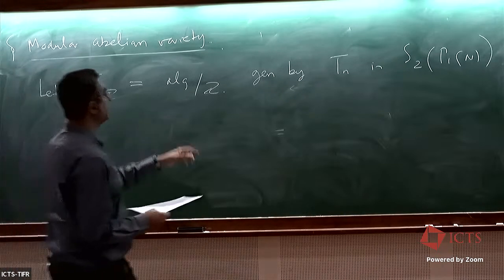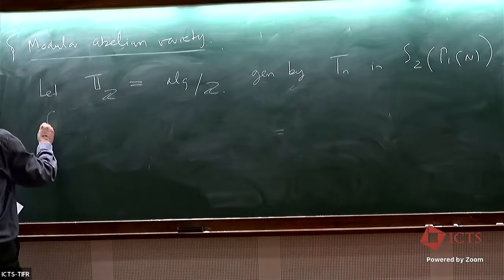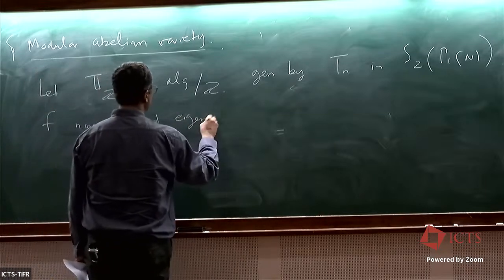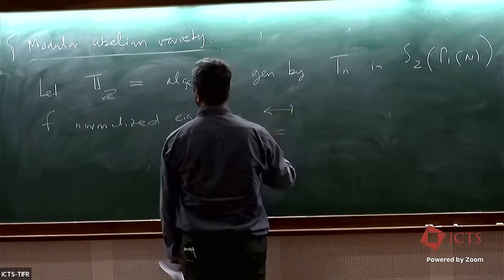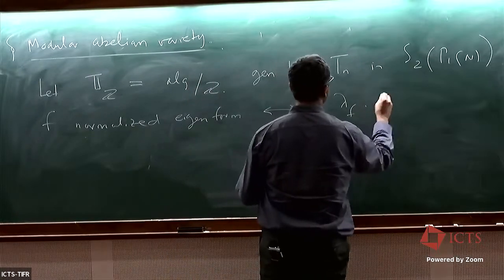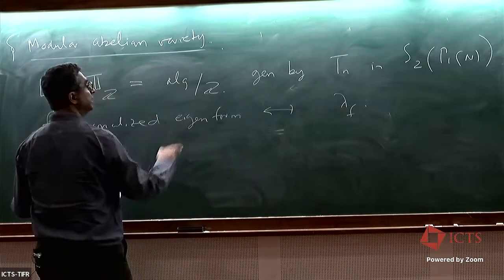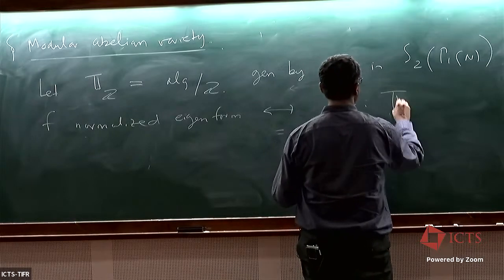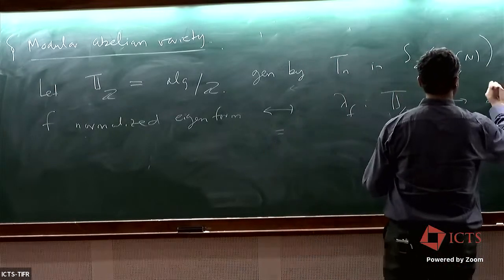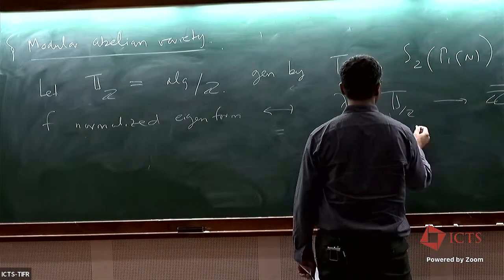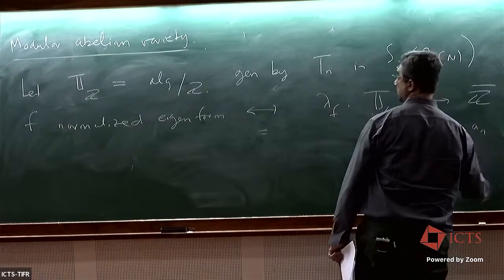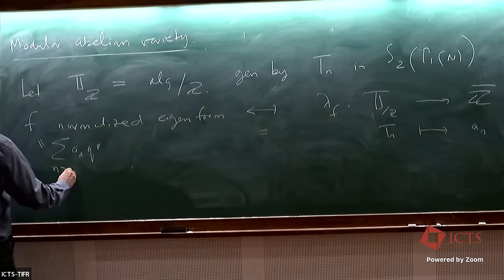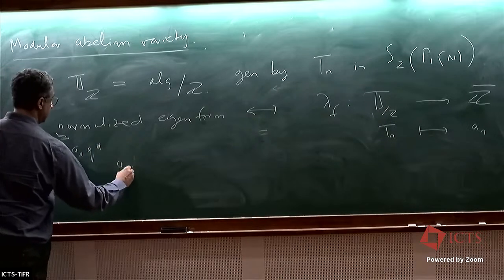So we have this algebra, and what does it mean for F to be a normalized eigenform in terms of this algebra? It's equivalent to saying that you have a homomorphism. This is actually a subalgebra of the matrix algebra, maybe over Z. So you have a homomorphism taking Tn to An, where An is the coefficient in the q-expansion. Normalized: A1 is 1.